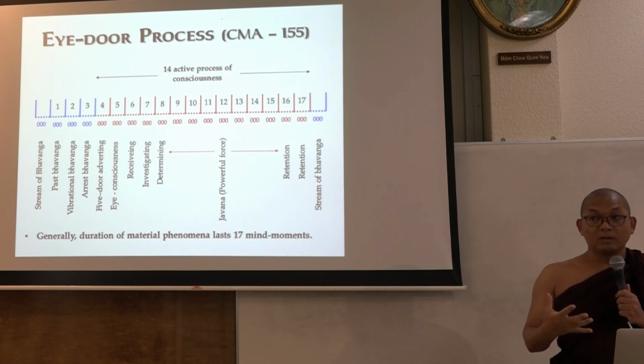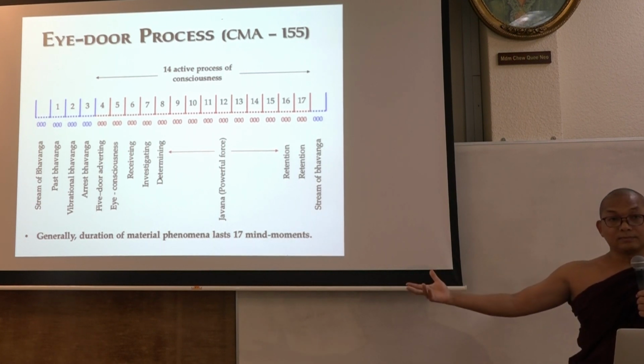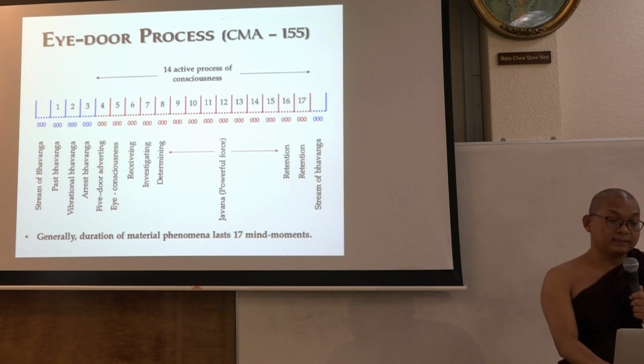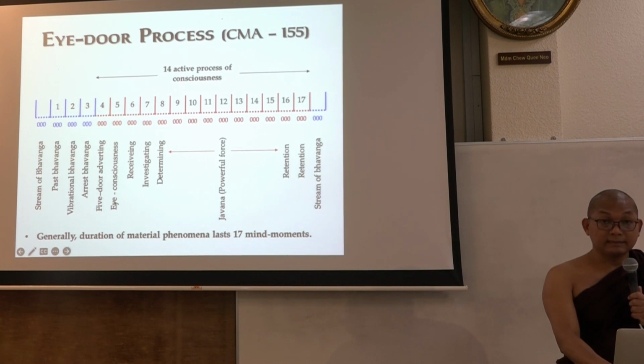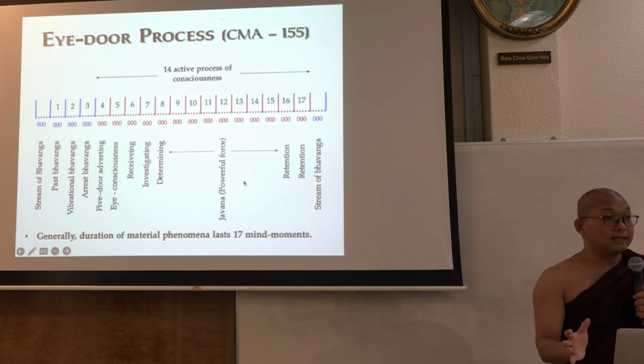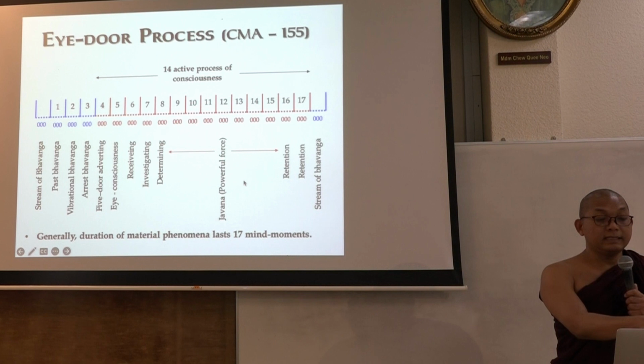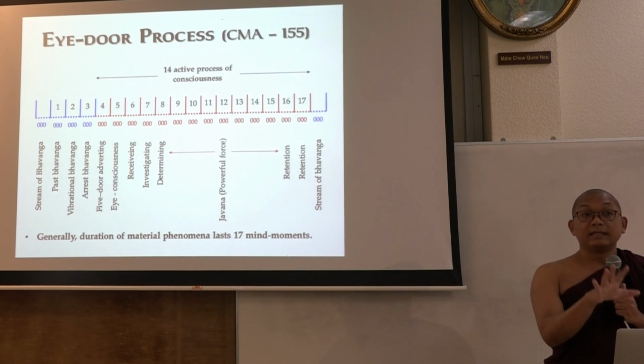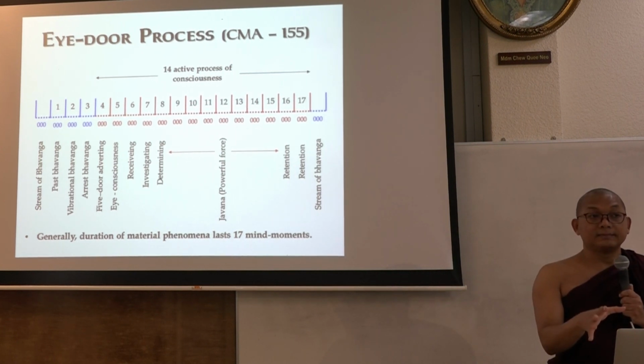The same. When you hear the sound, then the door opens. The door opens means five-door adverting. So here, ear consciousness, receiving, investigating, determining, then javana. It goes like that, right? Earlier, when you look at the eye-door process, you will see 10 ahetuka chetas.